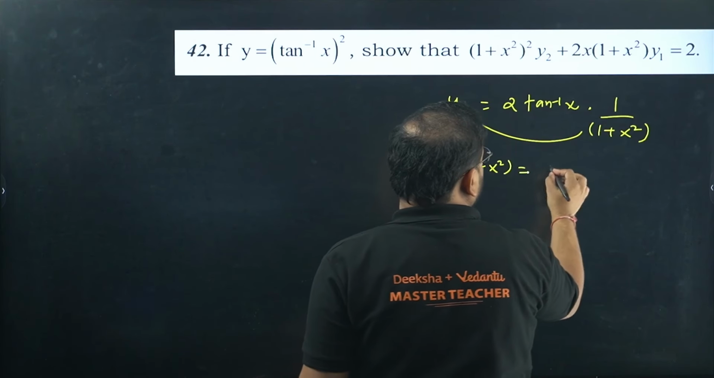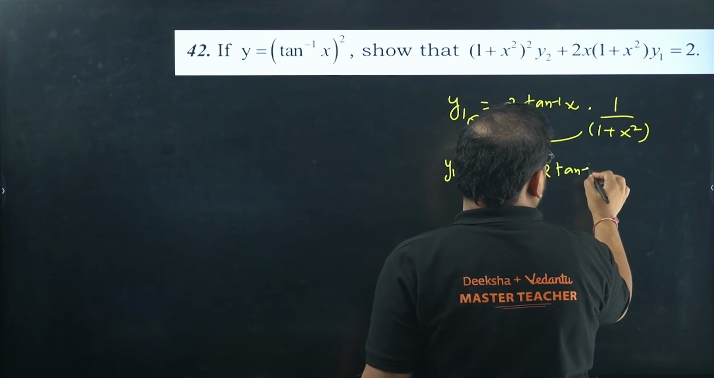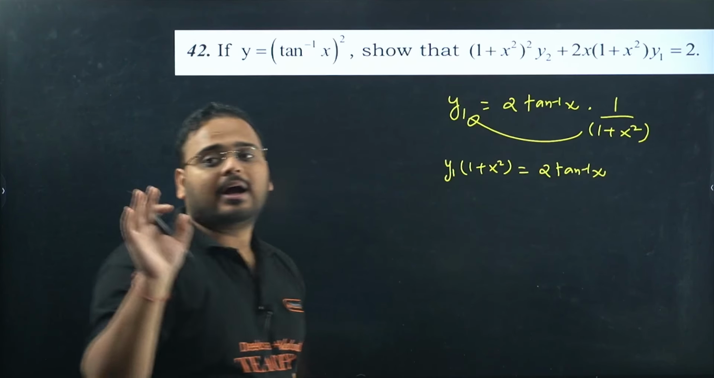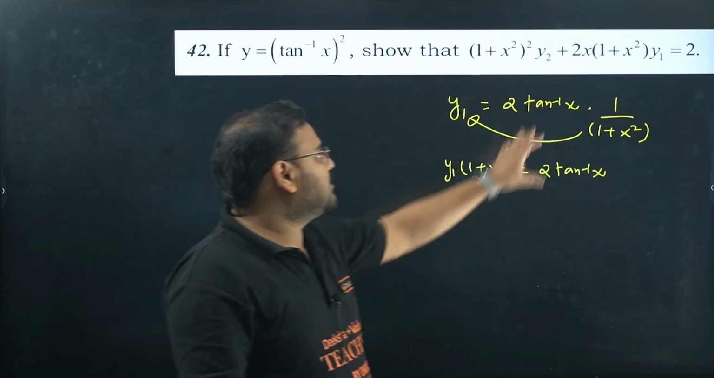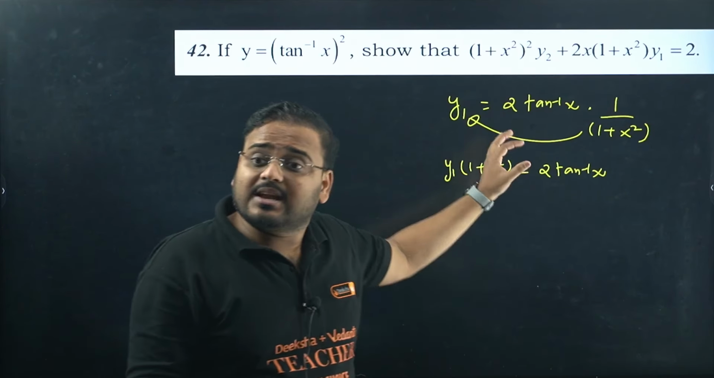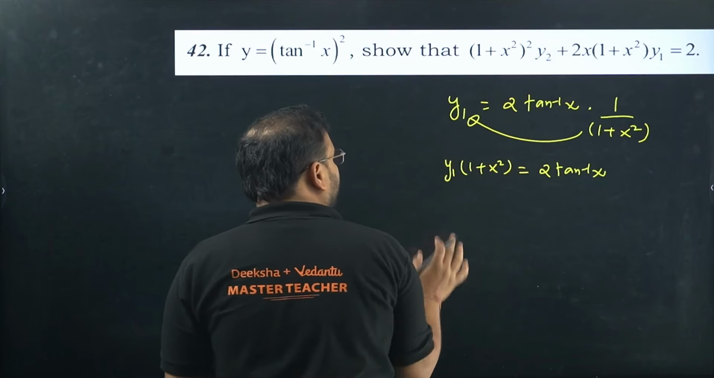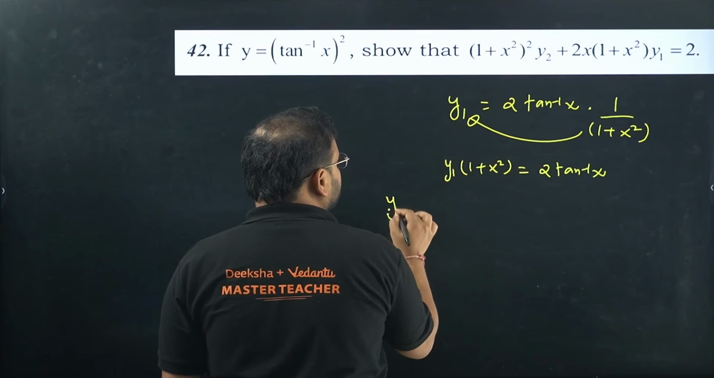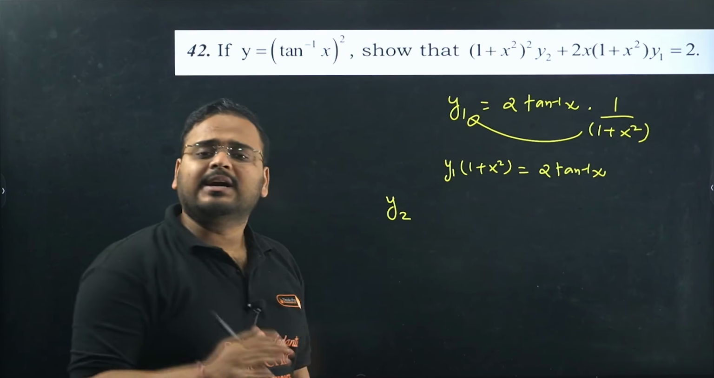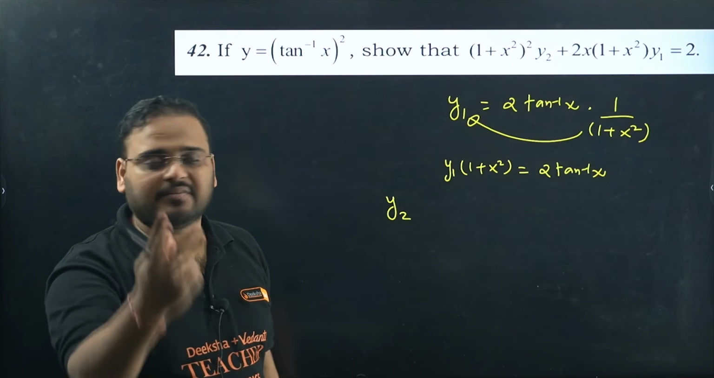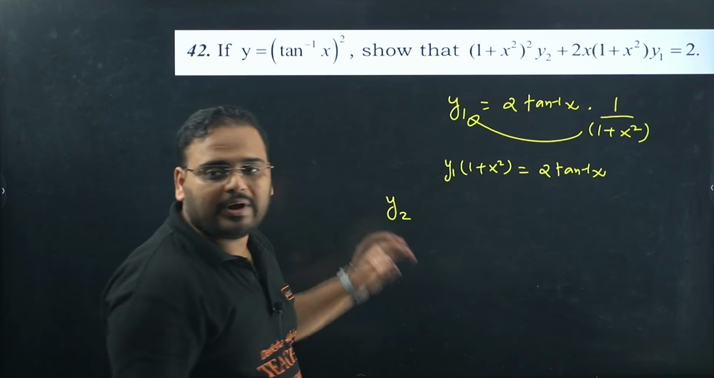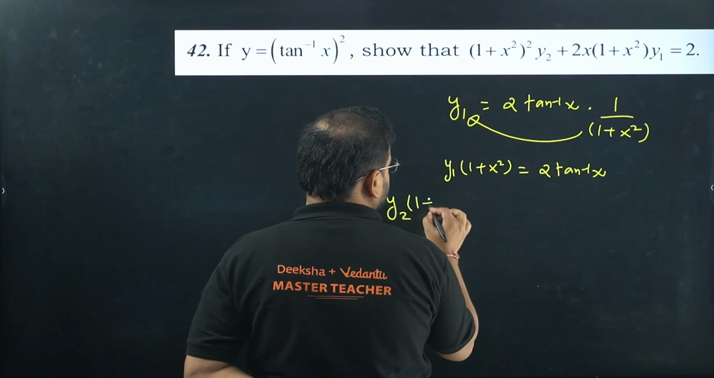Okay, sir. 2 tan inverse of x we have so far. Again, do not use it in this equation or something like that. Still continue like this. Differentiate LHS, you have to use the product rule. I want to differentiate y1 first, so y1 derivative is y2. Derivative of the first derivative is what? Second derivative. So y1 derivative is y2. Keep the other part as it is.